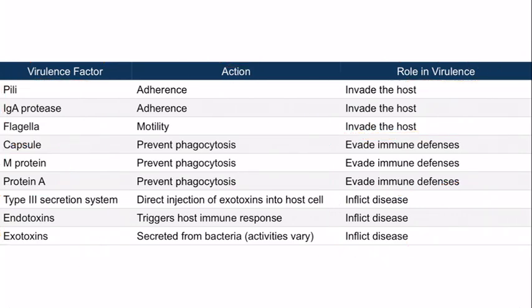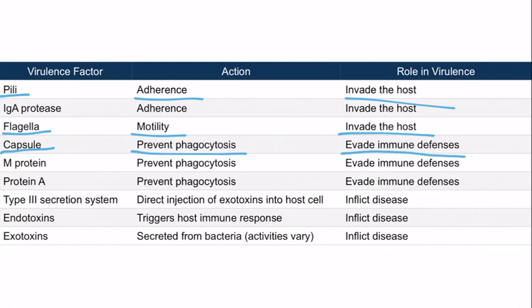Many of these items have been discussed in detail in the previous video on bacterial structures, for example, pili. In terms of virulence, these pili allow the organism to bind to host surfaces and invade the host. Flagella allow the organism to move around and ultimately allow it to invade the host. And the capsule prevents phagocytosis, which allows the organism to evade immune defenses. And as I mentioned, these three items were discussed in great detail, the detail that you need to know for Step 1, in the previous video.